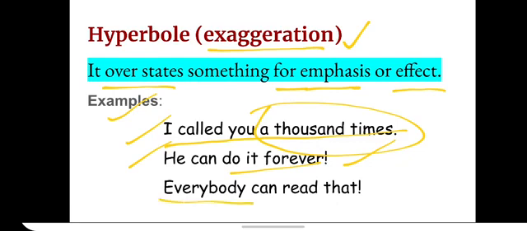Like everybody can read that. We do say it, right, for emphasis? Everybody can read that. It was that simple. But literally it is not possible. Not everybody can read things, right? We do have kids who are dyslexic. Dyslexia means a person who cannot read even after a great time period of practice.